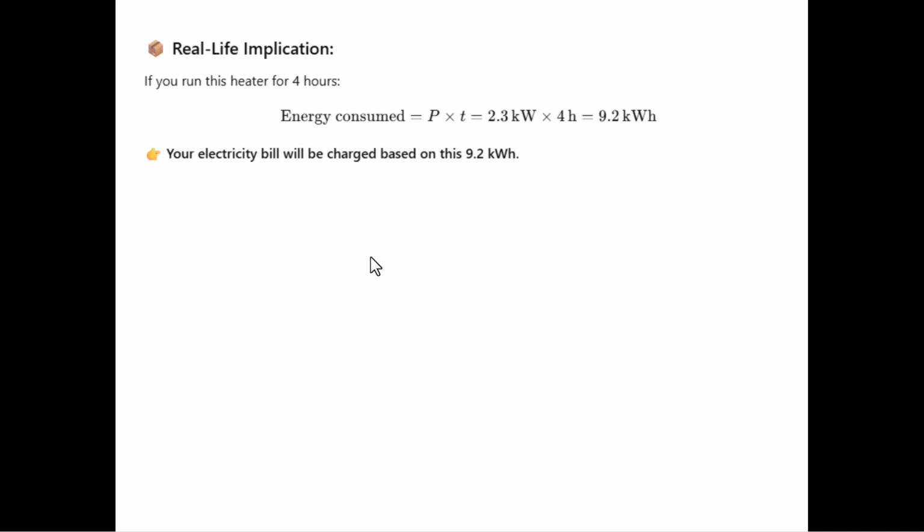For real life implementation, if we run this heater for 4 hours, energy consumed W = P multiplied by T, where time T is 4 hours and P is 2.3 kilowatt. In that case, our energy consumed is 9.2 kilowatt hour. Our electricity bill will be charged based on this 9.2 kilowatt hour.